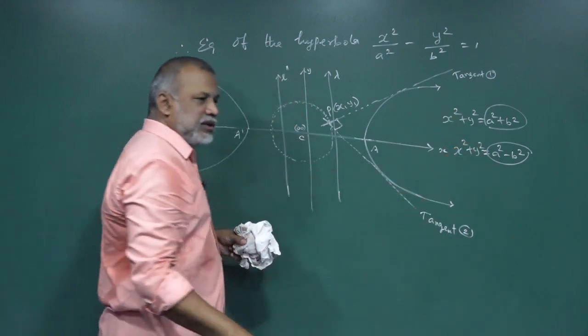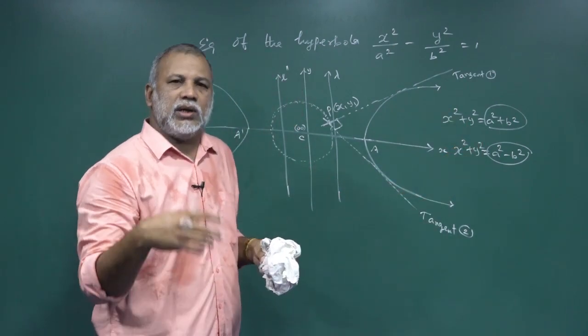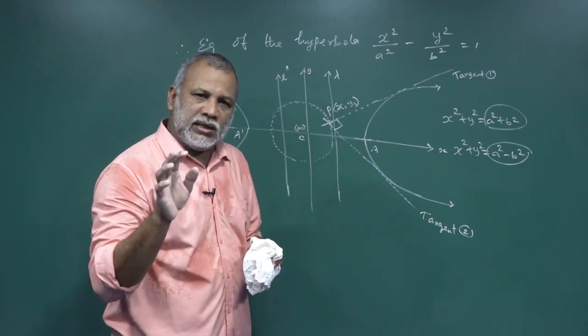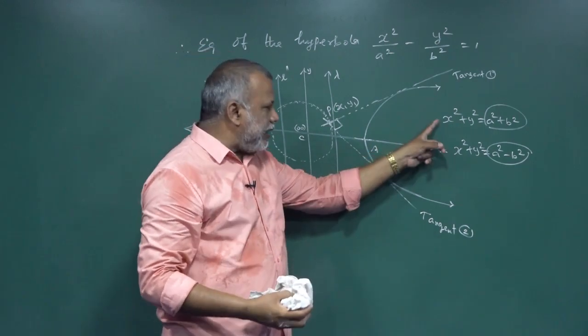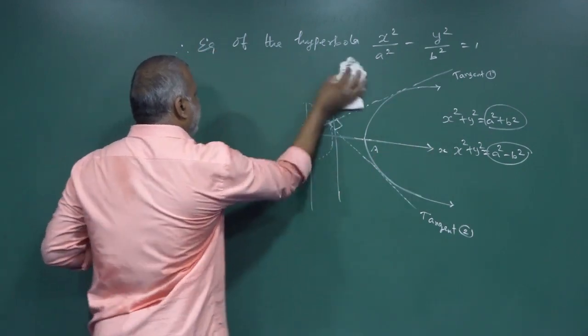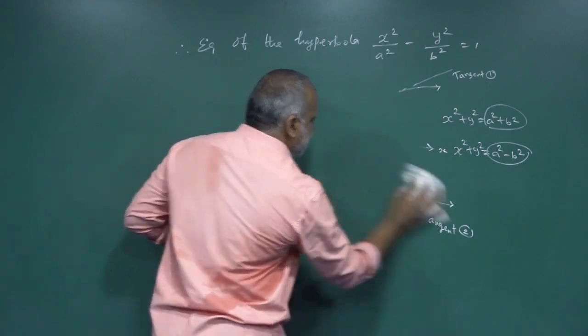Both equations are in the form x squared plus y squared equals r squared. Therefore, both equations are called the director circle. It is for an ellipse, and it is for a hyperbola. Now listen carefully. Now we have to select the equation.